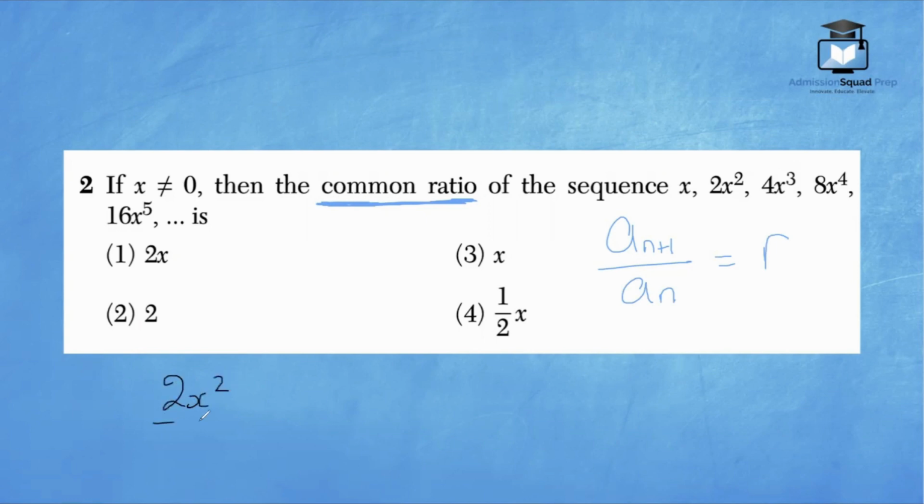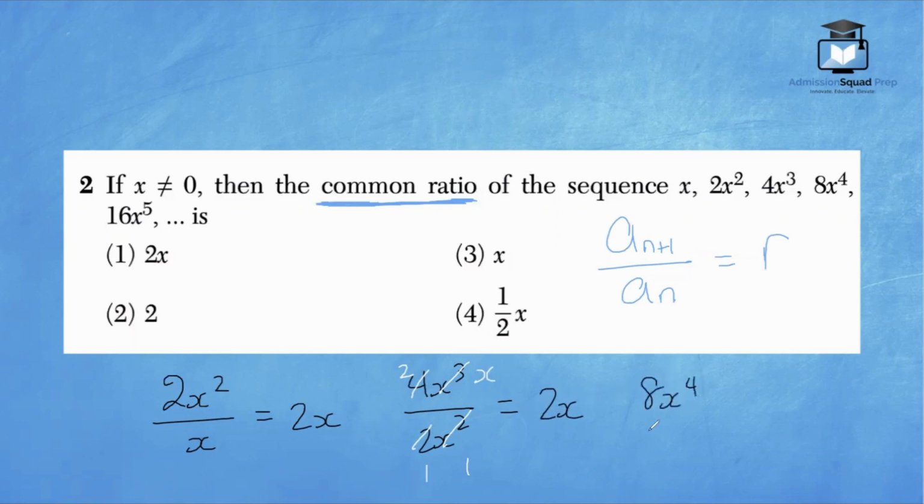2x squared divided by x equals 2x. 4x cubed divided by 2x squared equals, let's cancel out. 2 divided by 2 is 1. 4 divided by 2 is 2. x squared divided by x squared is 1. And x cubed divided by x squared is x. So we have 2x for this quotient.